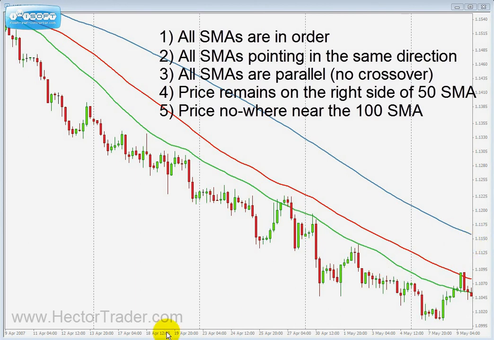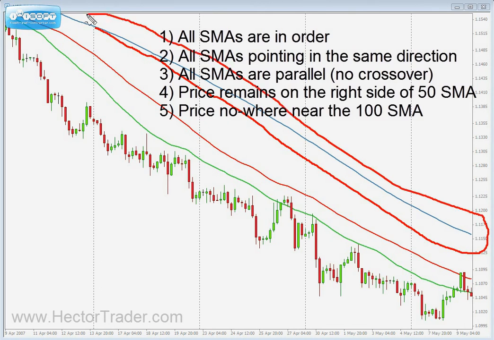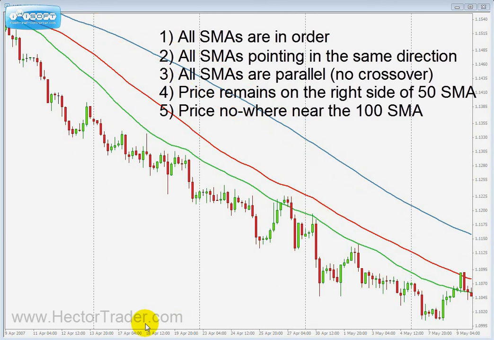So that's why the fifth condition of my system, as far as spotting healthy trends, is that the price never gets around the 100 moving average. So far we have all of them pointing in the same direction, all of them parallel, no crossover, all the moving averages in order, price remaining on the right side of the 50, and nowhere, even if just for 1 second we might breach a little bit above the 50, but never to the point of getting in the nearabouts of the 100.